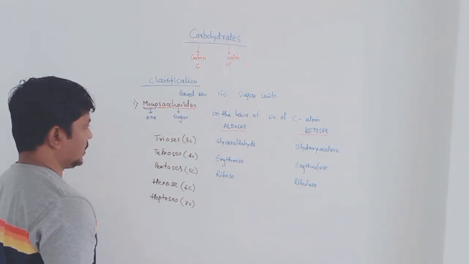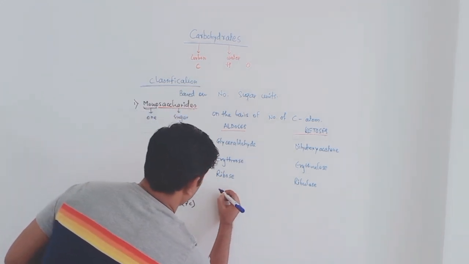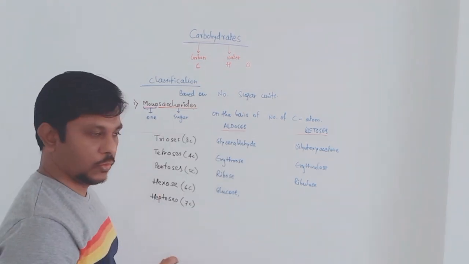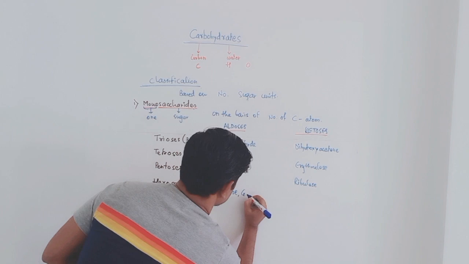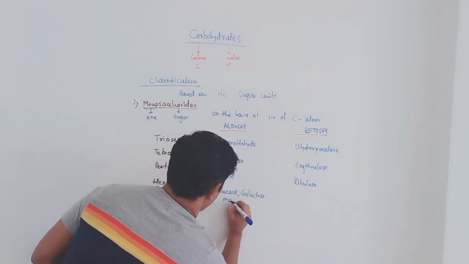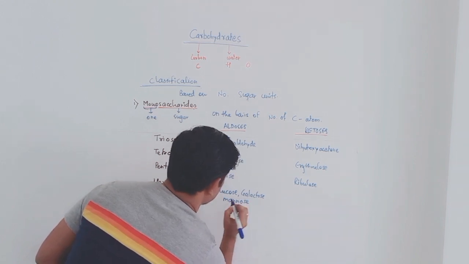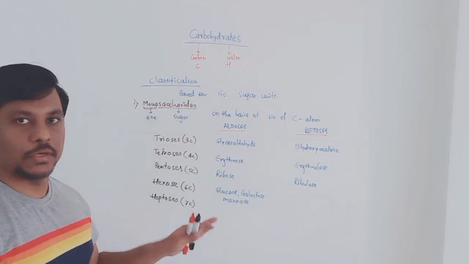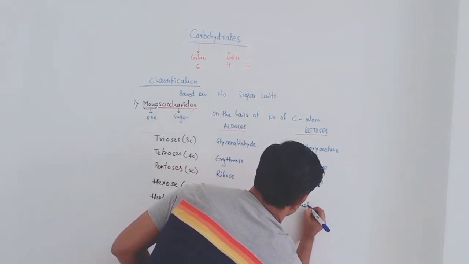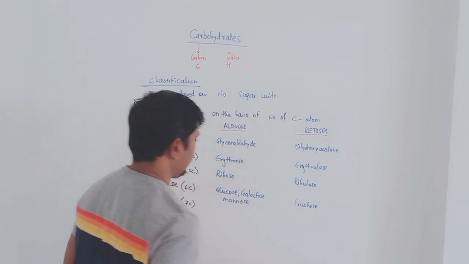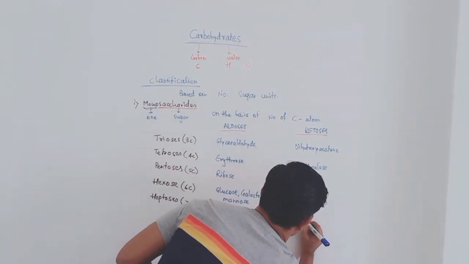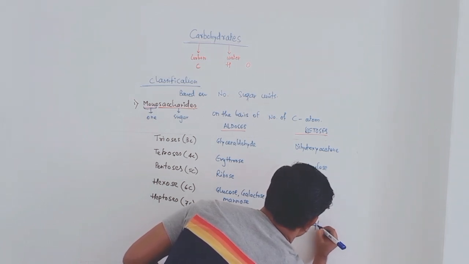For hexoses, in the aldose group, we have glucose, galactose, and mannose. On the other hand, for ketoses, we have fructose, and for heptoses, we have pseudoheptose.